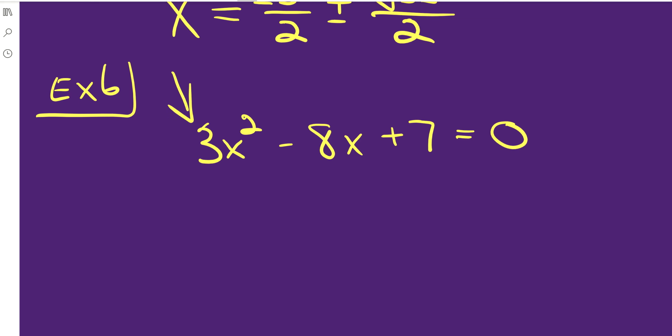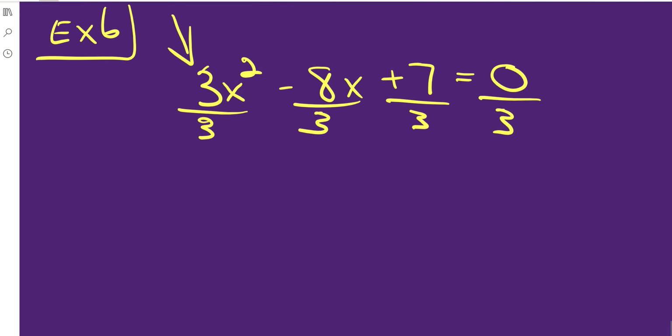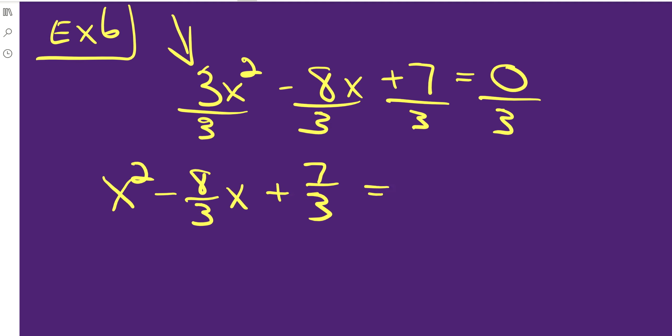I've got 3x squared. That 3 cannot be there. I have to get rid of the 3 and make it a 1, so I'm going to divide every term in the problem by 3. Even the 0. All right, so when I do that, what am I going to have? x squared minus 8 over 3 x plus 7 over 3. That's going to equal 0.